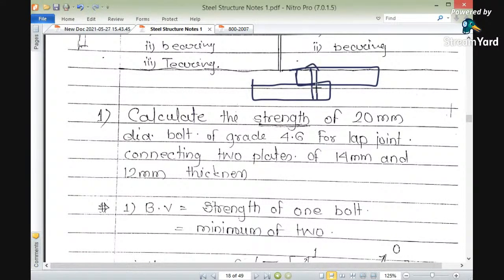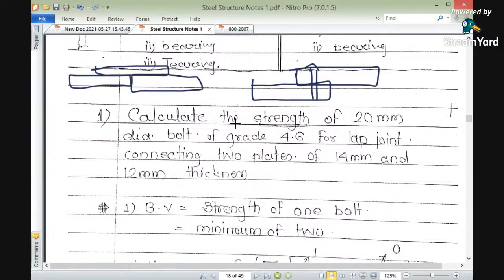So these two, lap joint is nothing but this type. What is butt joint? This is one plate, this is another plate, and it is connected with an extra cover plate. This is nothing but the butt joint. This is nothing but the lap joint.